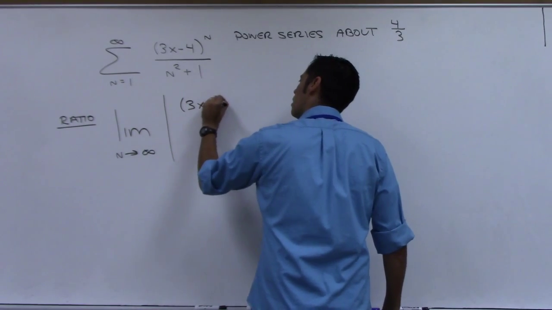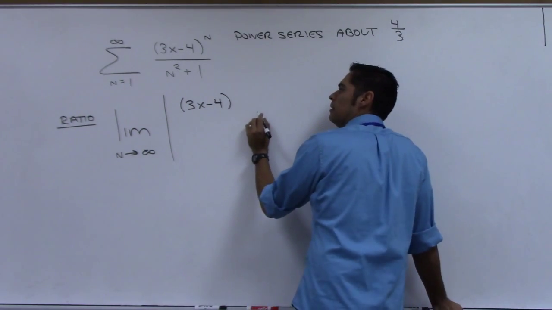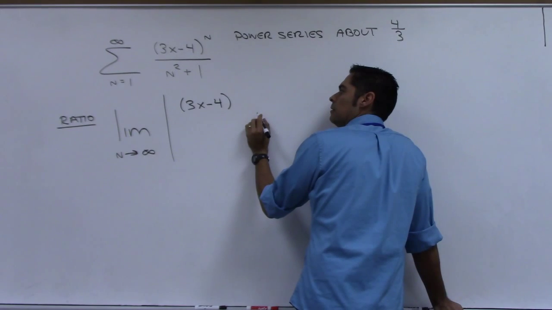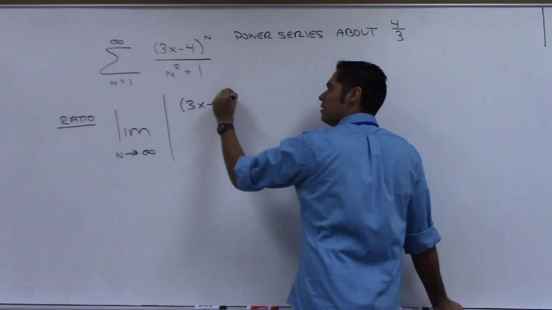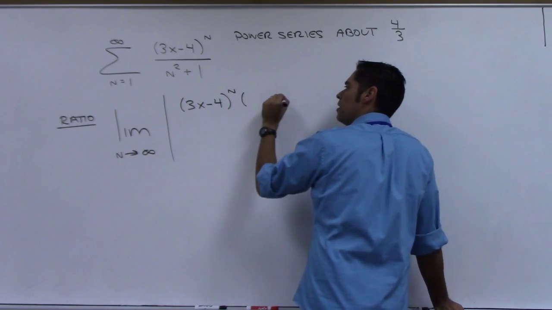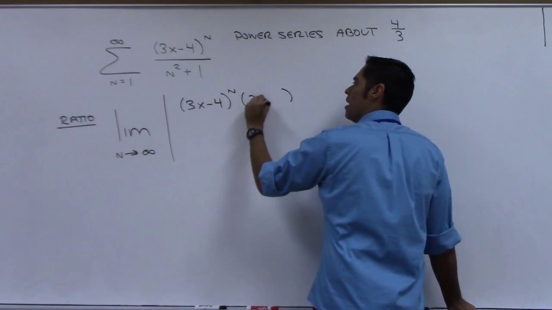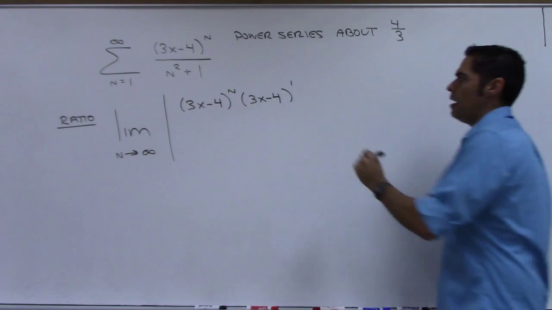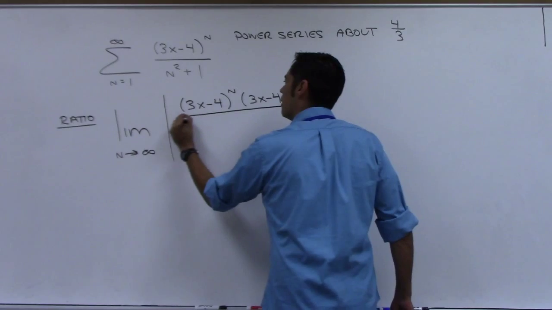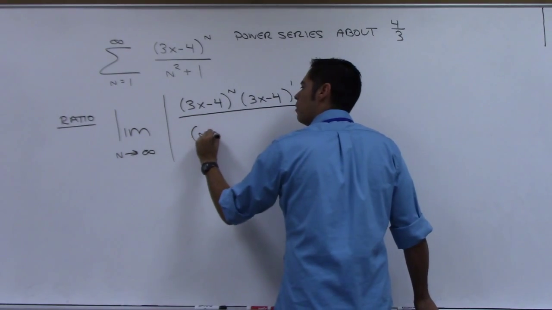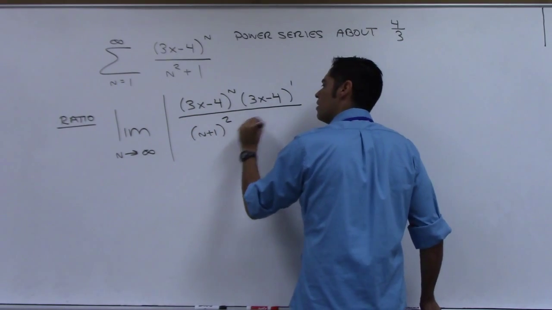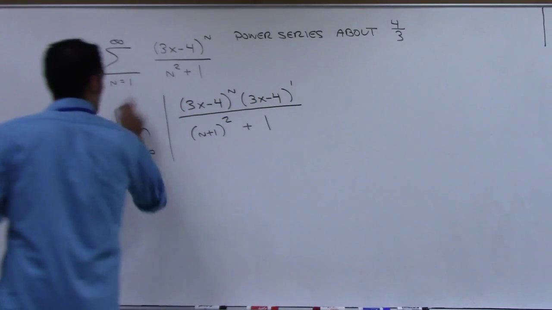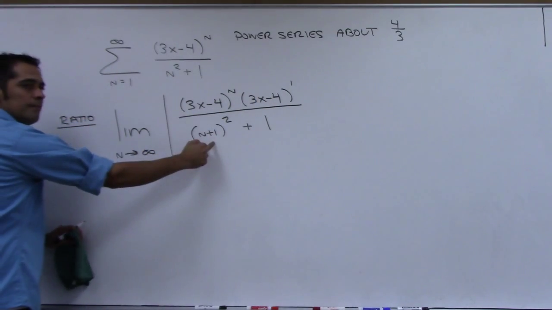3x minus 4. What should I write? You want me to write n plus 1, or you want me to split it now? Split it, n, and then what goes here? 3x minus 4, right, to the first power. And then over, now be careful here, n plus 1 squared plus 1. That's what happens if I replace that n with n plus 1, right?